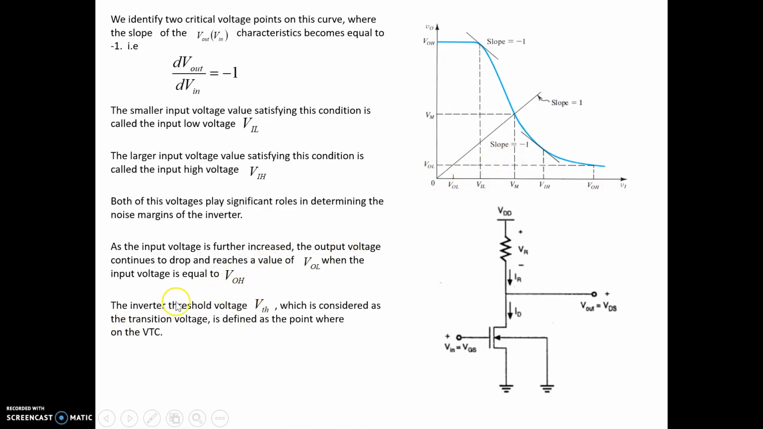Next is the inverter threshold voltage, VTH. As the input voltage increases, the output voltage decreases. The point comes where the input voltage and output voltage are both equal. That voltage is called the threshold voltage. It is the point where the input voltage equals the output voltage, and at which the slope equals 1.